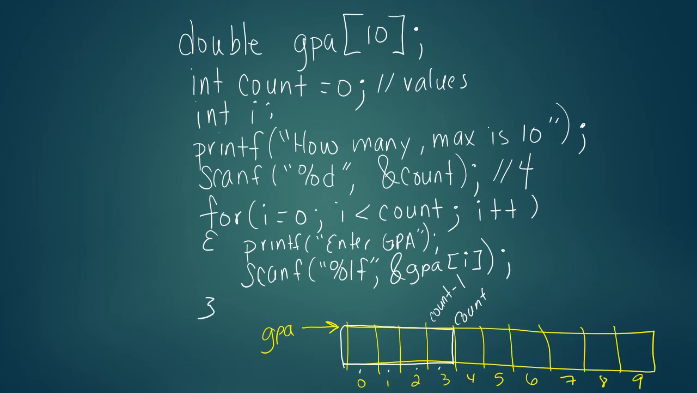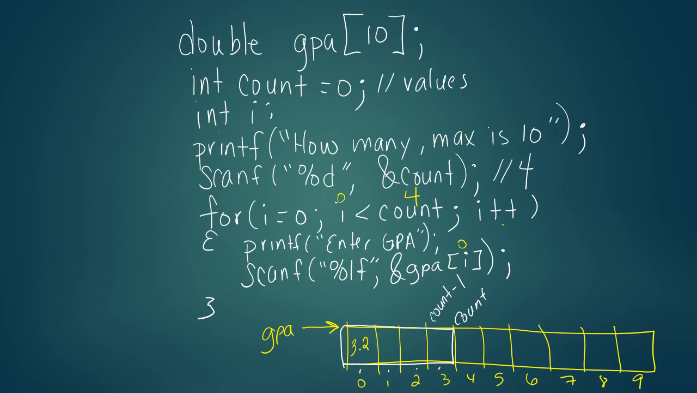So we start out and we say how many, maximum is 10, so then the user enters the number 4, so now count is going to be 4 because that's what the user entered. So we're going to start where I equals 0. We're going to check, is 0 less than 4? Yes, it is. So then we say enter a GPA. So the GPA is going to go into GPA array at index 0 right here. So they enter 3.2. Then you do I++.